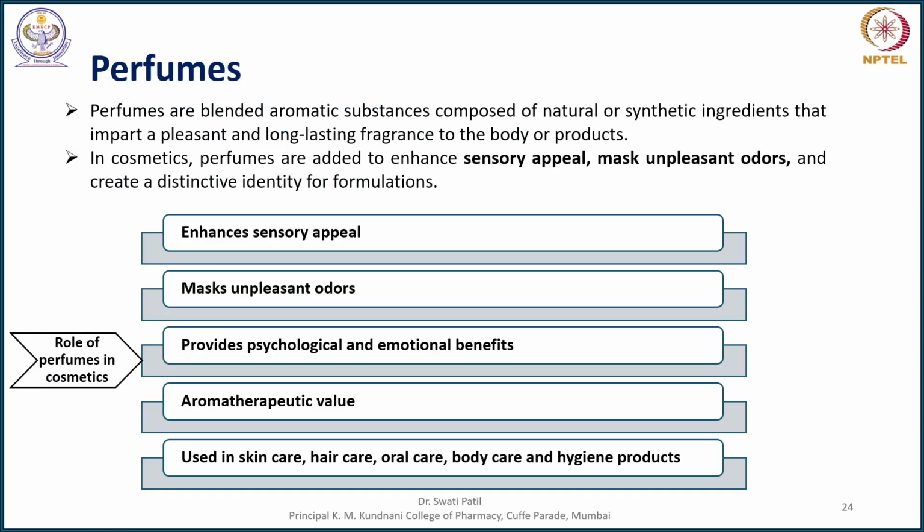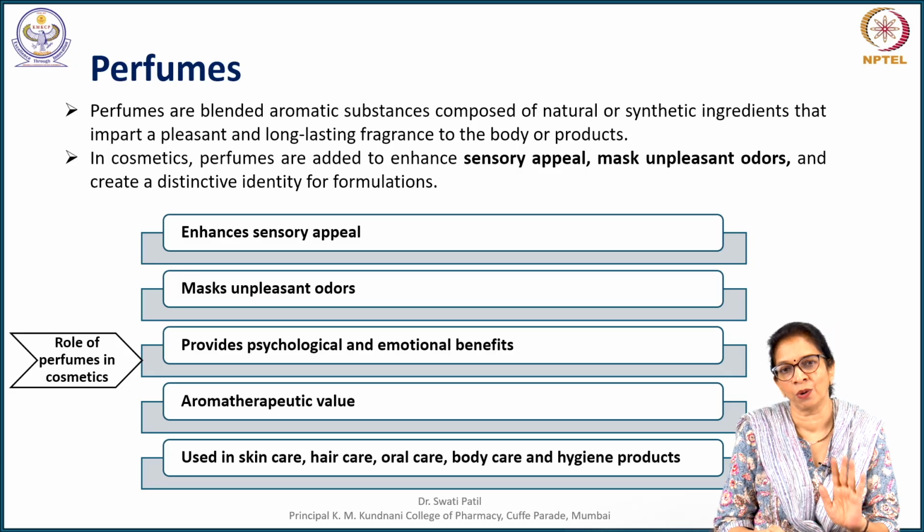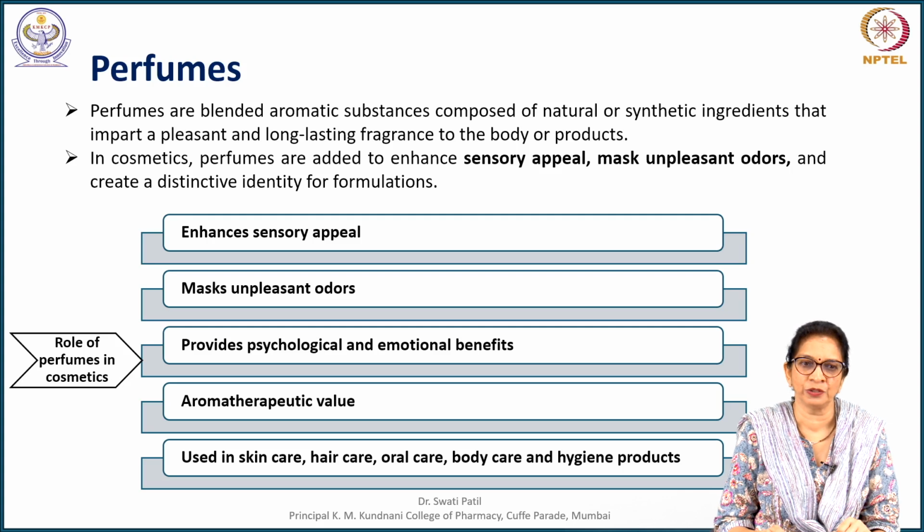The third category is called the perfume, which again is a very important raw material used in herbal formulations. These are blended aromatic substances composed of natural or synthetic ingredients that impart a pleasant and long lasting fragrance to the entire body or the body part where it is used.